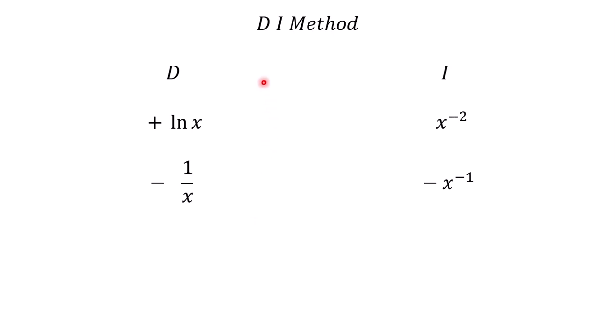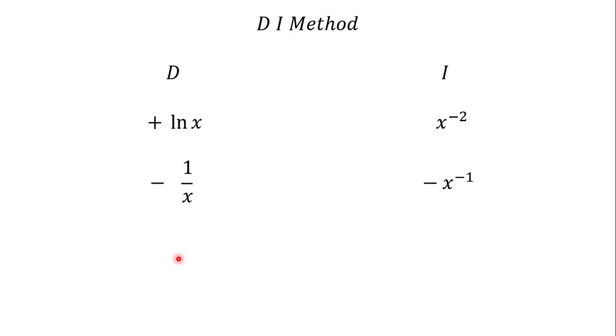When you are using the DI method, there are three ways of knowing when to stop. First, we stop when we get 0 in the D column. That means when one of the differentiations gives a 0 answer. The reason we stop there is because when you multiply that row where you had the 0, we are just going to get 0, and there will be nothing further to work on.